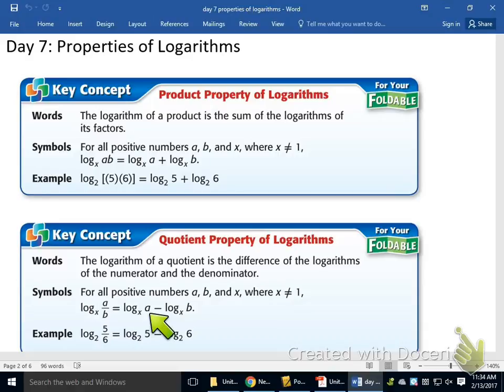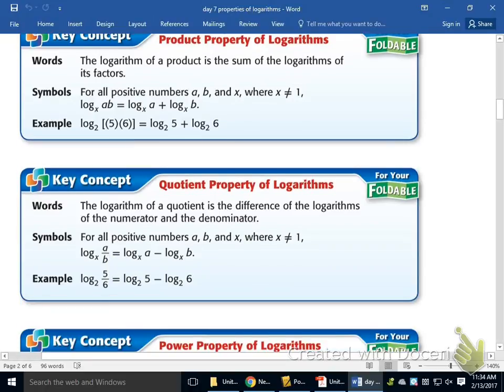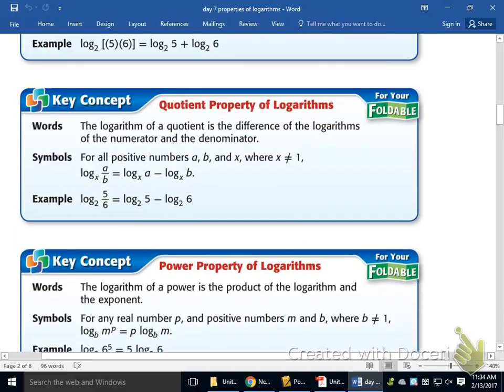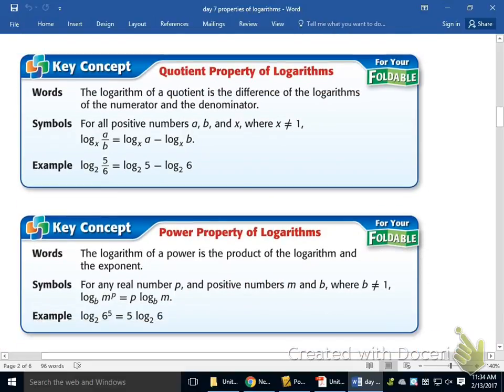Down here you see the quotient property: whenever you're taking a difference, you will divide. That's because when you divided bases, you took the difference of the exponents. And here you have the power property. That is simply that if you have a power on a logarithm, you can move it to the front to multiply it. When you have a power to a power you multiply, that's where that property is coming from.